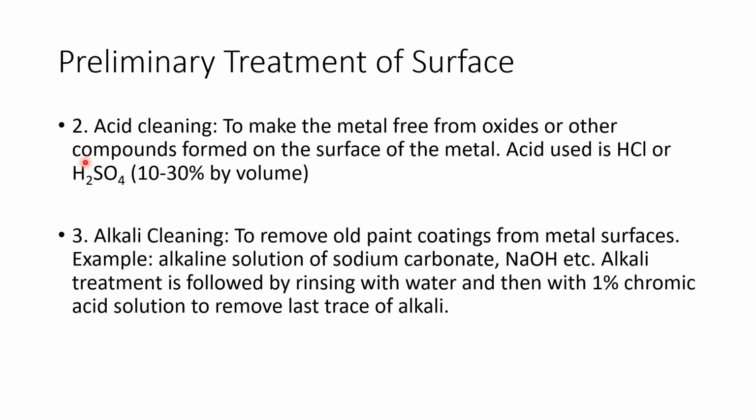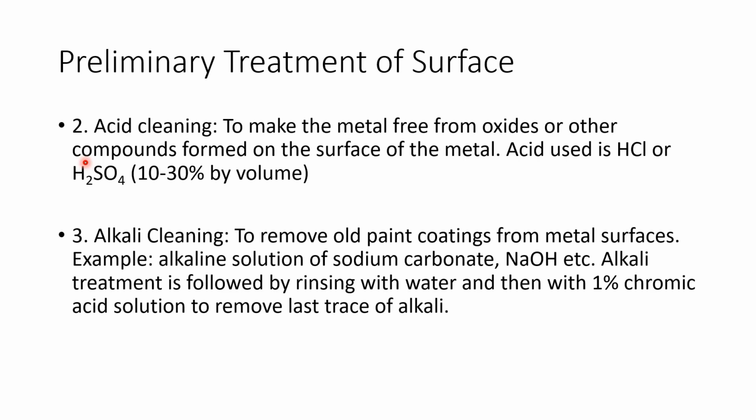Alkali cleaning is specially used for the removal of old paint coatings from metal surfaces. For example, you have painted a metal surface with a particular pigment, say gray pigment. That will be the old one. Now if you want to paint that old metal surface with a new paint, for example a green one or a red one, then the old paint should be removed. In that case, alkali cleaning is necessary.